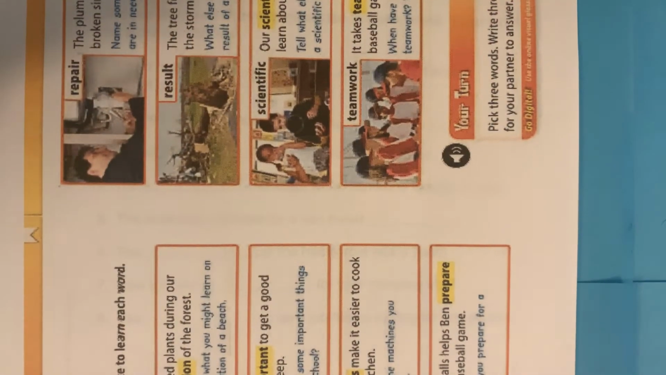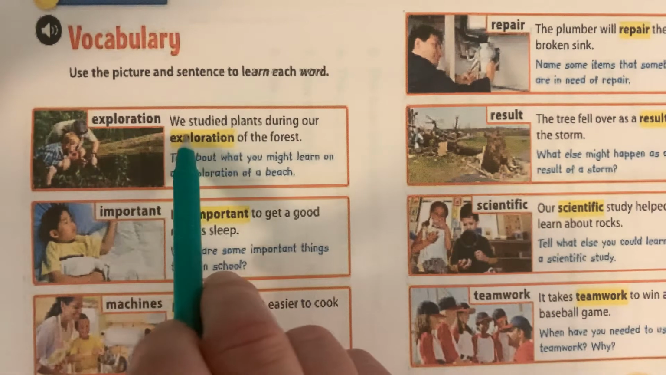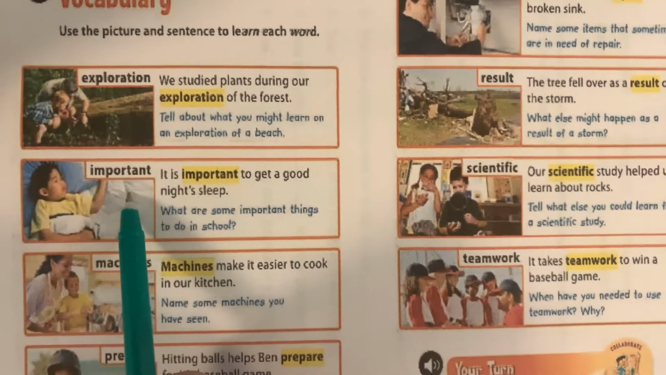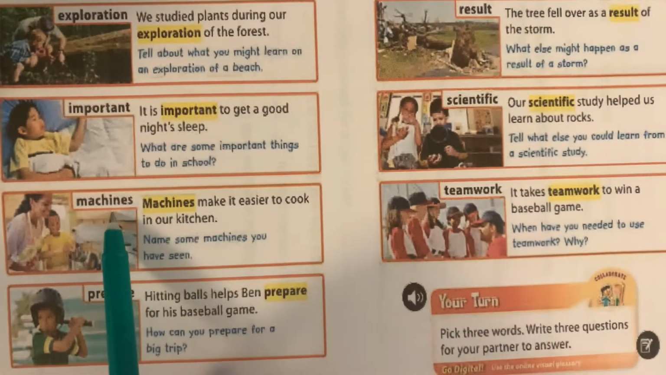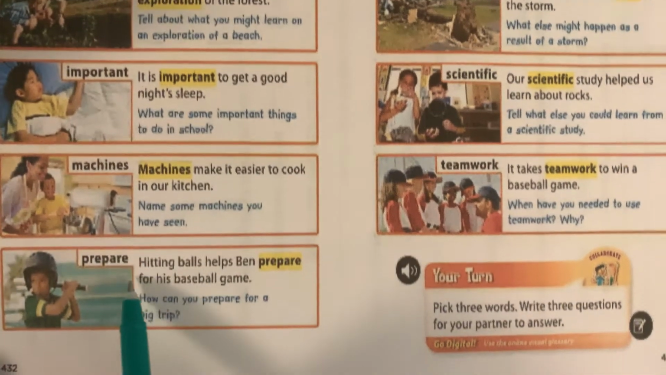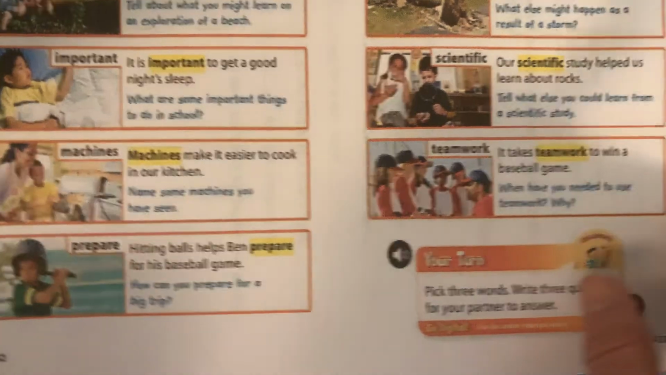It's Monday, so we're introducing our vocabulary. Here are our words for the week. Exploration. We studied plants during our exploration in the forest. Important. It is important to get a good night's sleep. Machines. Machines make it easier to cook in our kitchens. Prepare. Hitting balls helps Ben prepare for his baseball game.